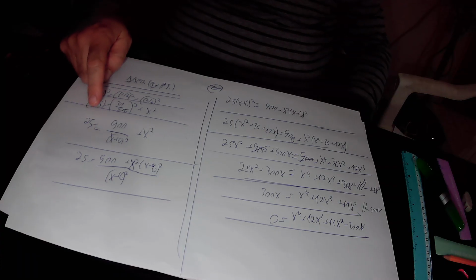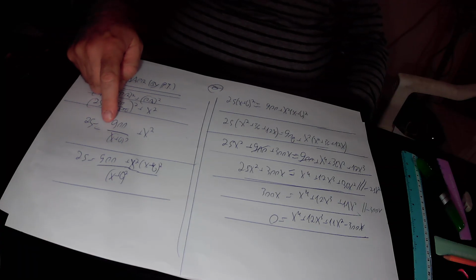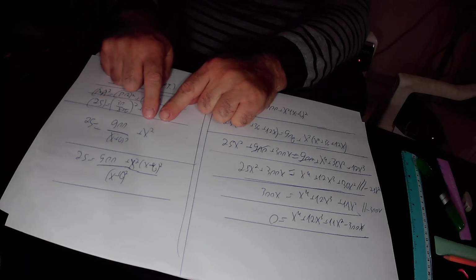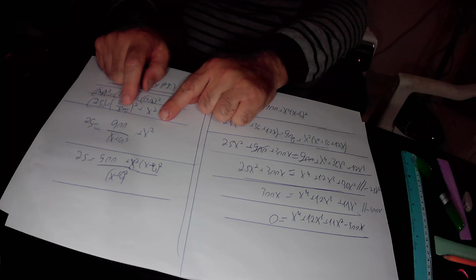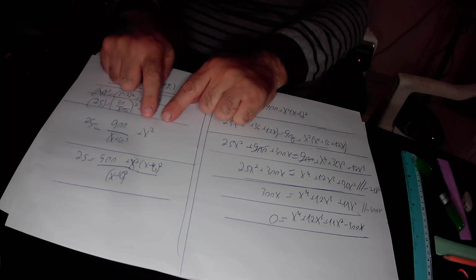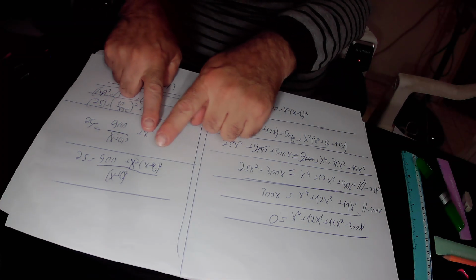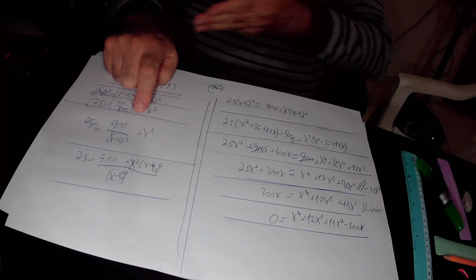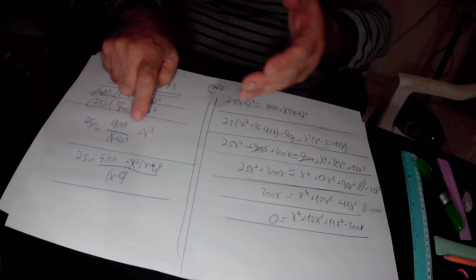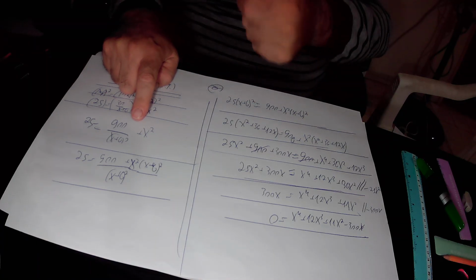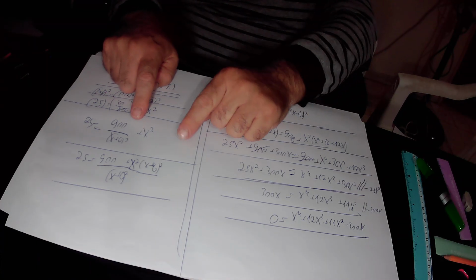So 25 equals 900 over (X+6)² plus X². Here we multiply the X² by (X+6)², then we divide it by (X+6)², in order to have a common factor with this expression, with this number. So we have X² times (X+6)² over (X+6)². We multiply by (X+6)², then divide by (X+6)², so we change nothing. It is allowable to multiply anything by 1.